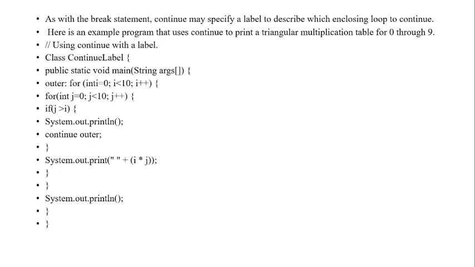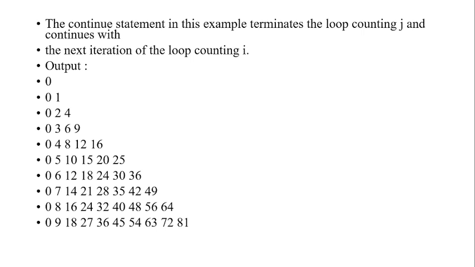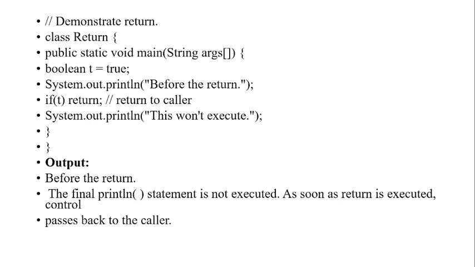In this program also we are using continue for the outer loop, where we are getting a pattern here, right? 0, 0 1, 0 2 4, 0 3 6 9, right? Multiples of 2: 2 4 6 8. Multiples of 3: 3 6 9, etc. 4 8 12 16, 5 10 15 20. Like this we can print the values and get the values, right?